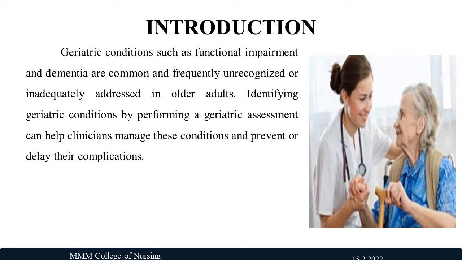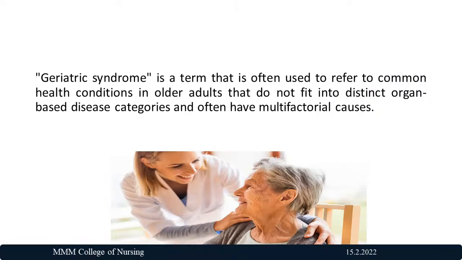Geriatric conditions such as functional impairment and dementia are common and frequently unrecognized or inadequately addressed in older adults. Identifying geriatric conditions by performing a geriatric assessment can help clinicians manage these conditions and also prevent or delay their complications. Geriatric care is very important and geriatric assessment should be done in appropriate time. Negligence should be avoided while assessing and caring for geriatric patients.